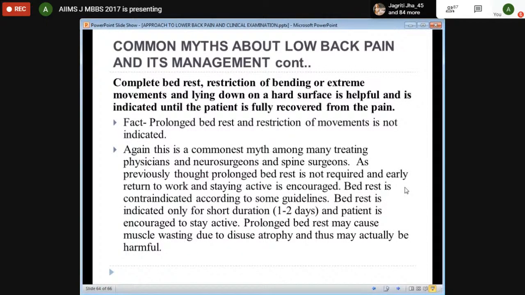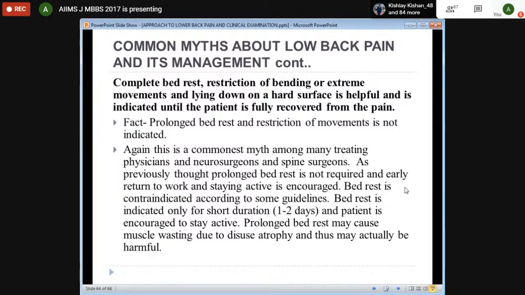Now another myth is complete bed rest. Restriction of bending or extreme movement and lying down on hard surfaces is helpful and is indicated until the patient is fully recovered from the pain. No, the fact is prolonged bed rest and restriction of movement is not indicated and instead does a lot of harm to the patient by deconditioning the patient.